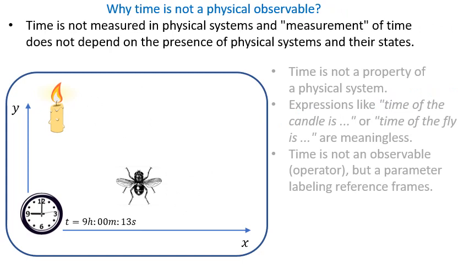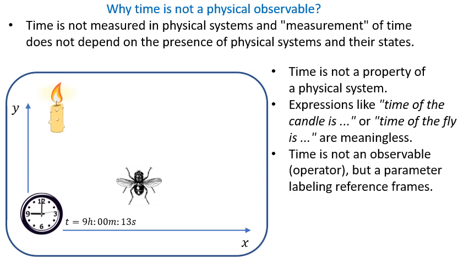Now, what about time? To quote-unquote measure time, we do not need to look at any physical system. Time is measured by the clock, which is a part of the reference frame, similar to the coordinate axis. Clock readings do not depend on which system we are observing and what is its state. So it would be reasonable to conclude that time is not a property or attribute of a physical system. Expressions like time of the candle or time of the fly do not make sense. Therefore, in quantum mechanics, time is not a Hermitian operator, but a numerical parameter labeling reference frames.